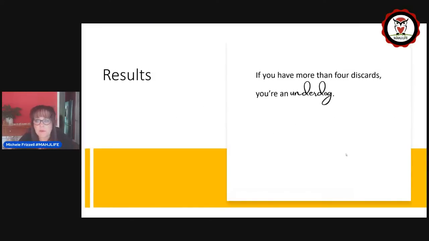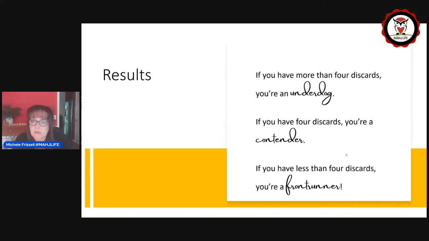If you have more than four discards after the Charleston, you're going to have work to do and you will be an underdog for that particular game. If you have four discards, you could be a contender for that game. And if you have less than four, you would be a front runner for that game. Less than four discards, you could potentially even win in the begin game or middle game. Sometimes, I mean, it's not a done deal, but chances are you're going to win if you have less than four discards after the Charleston using these techniques.